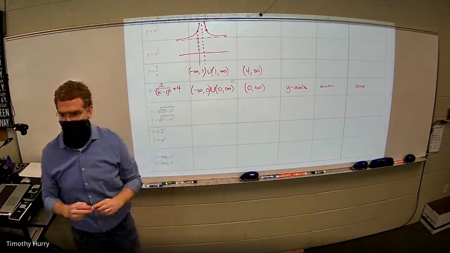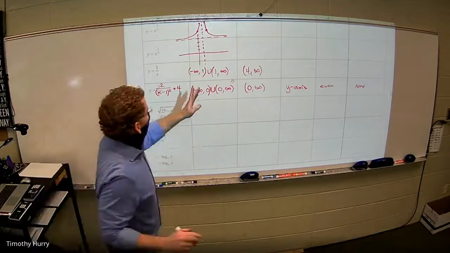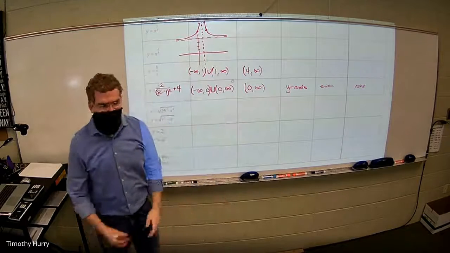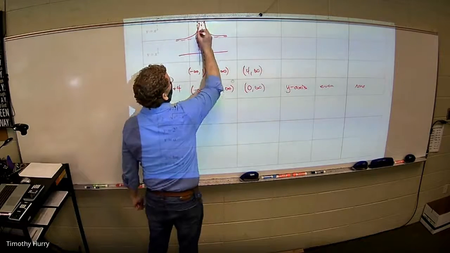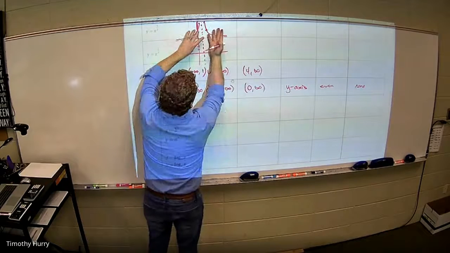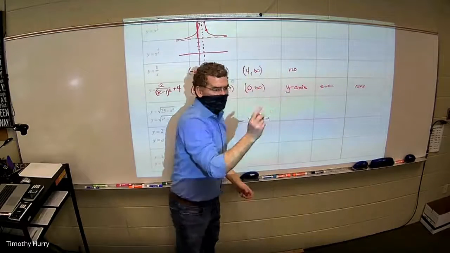Still y-axis. I got nothing. Now, it's symmetric about the line x equals 1, but that won't be the question, right? The original y-axis is this. And look at it. Is that symmetric about this? No, there's too much chunk right here. So no y-axis, neither. Say neither.